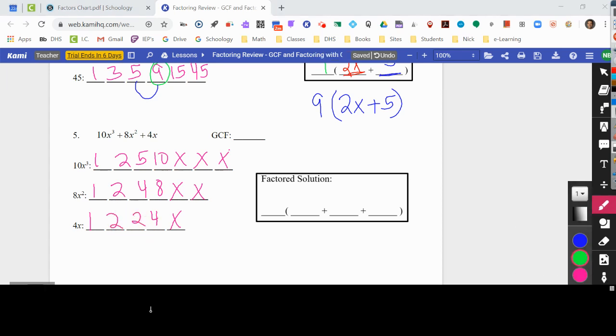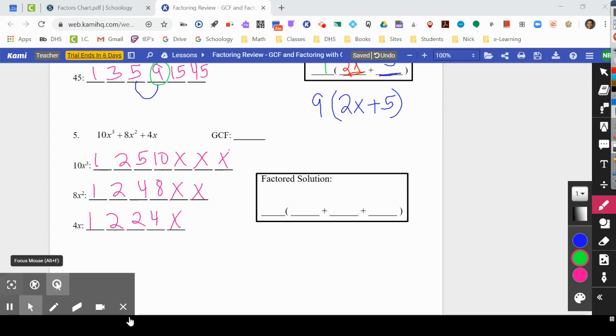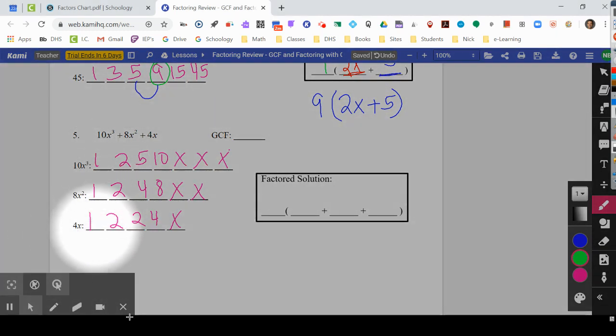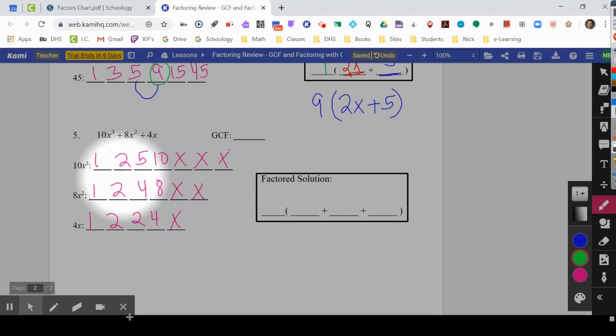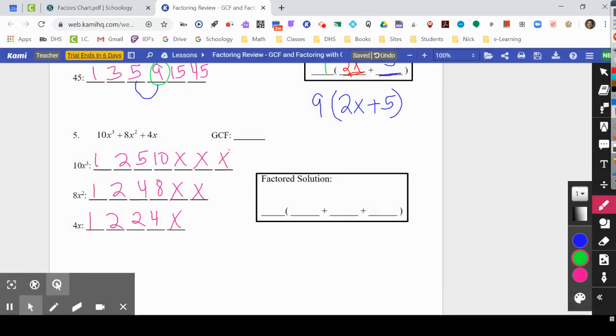All right, so now I'm going to look for that greatest number in common. All right, well, I see some 1s in common. I see some 2s in common. These two have a 4, but that doesn't. Okay, so it looks like my GCF is just going to be 2 for my number.